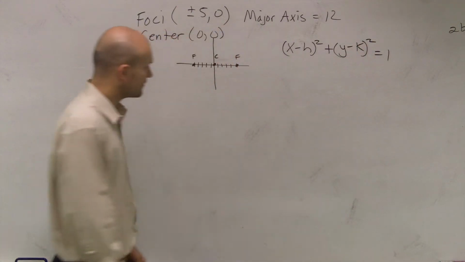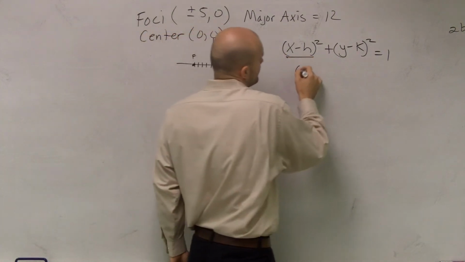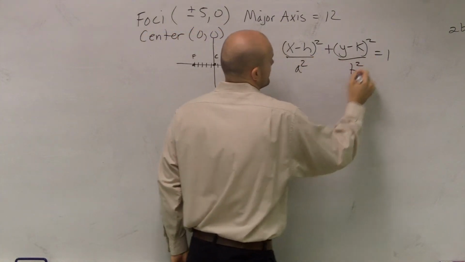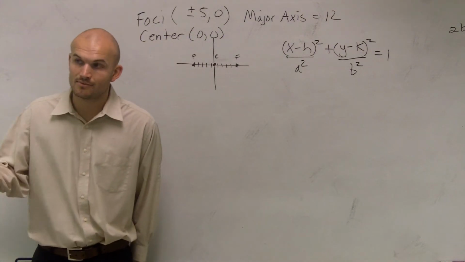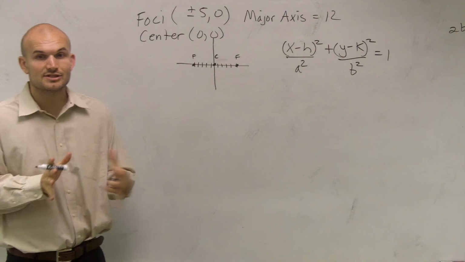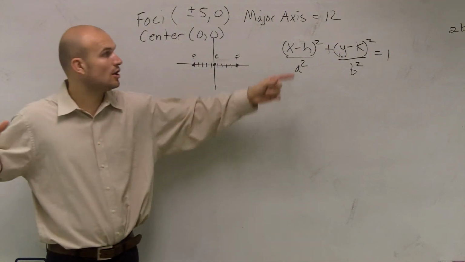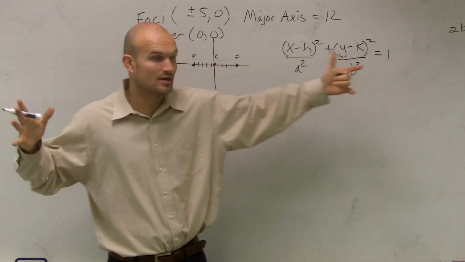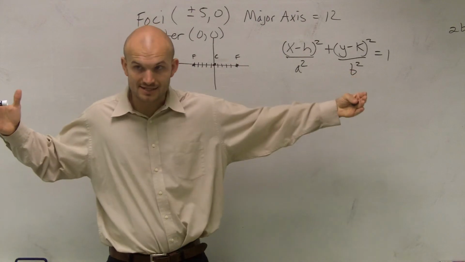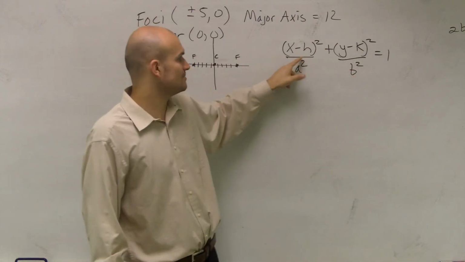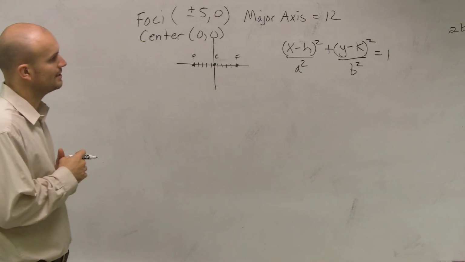And since this is horizontal, remember our a squared is going to be under our x squared, and our b squared is going to be under our y squared. Remember, a is the distance of your major axis of symmetry, that large axis of symmetry. Since the larger axis is under the x, that tells me it's horizontal, as a is always larger than b when dealing with an ellipse.